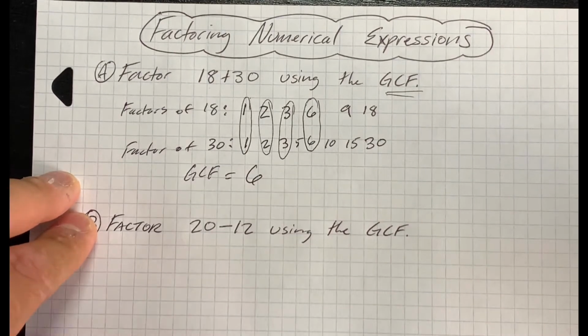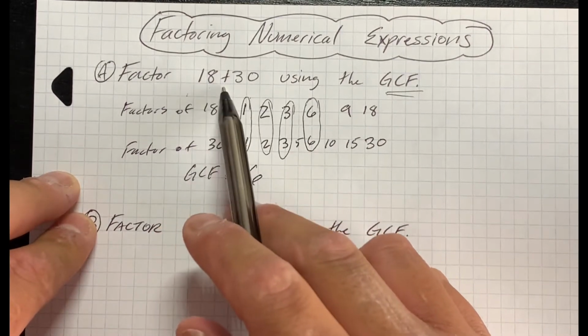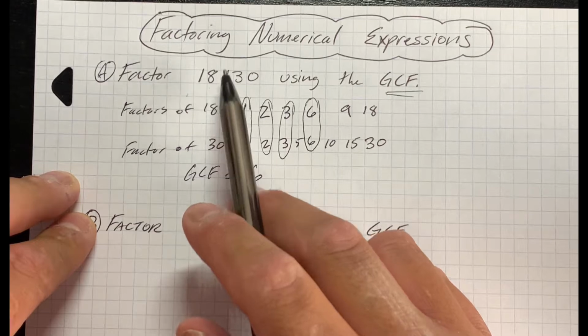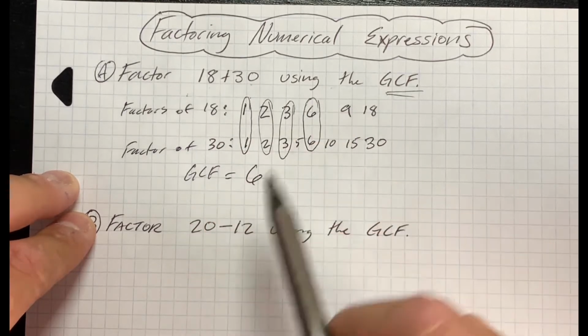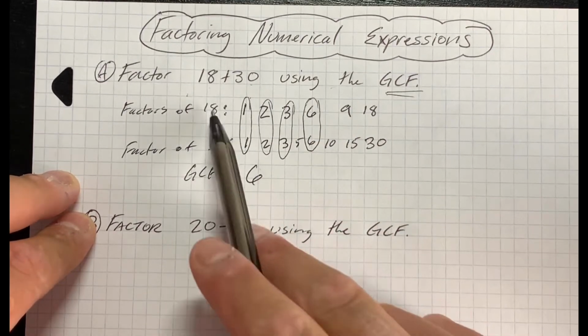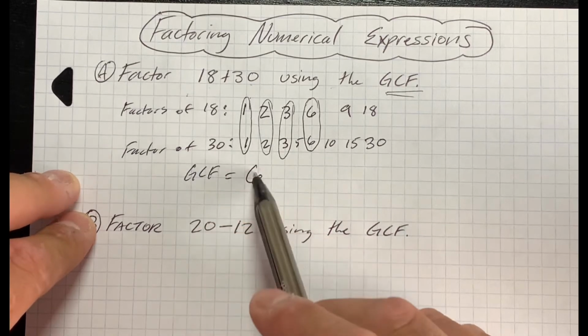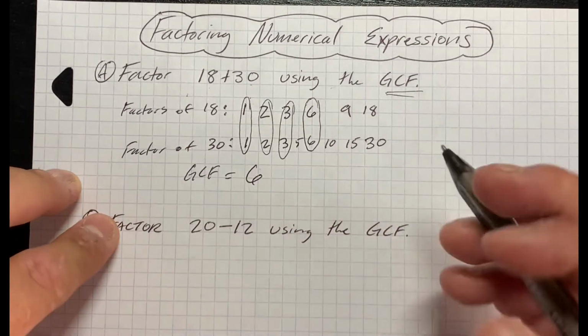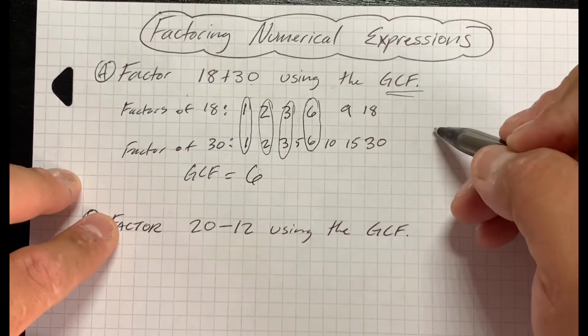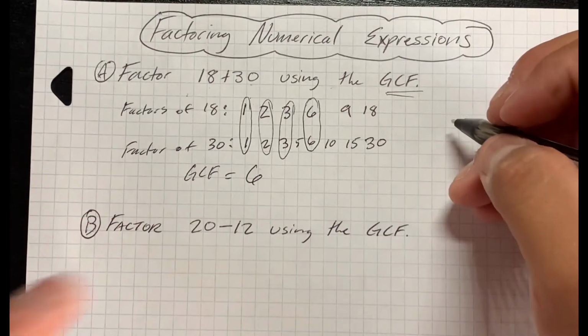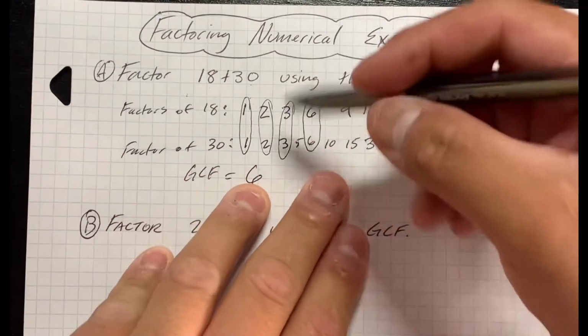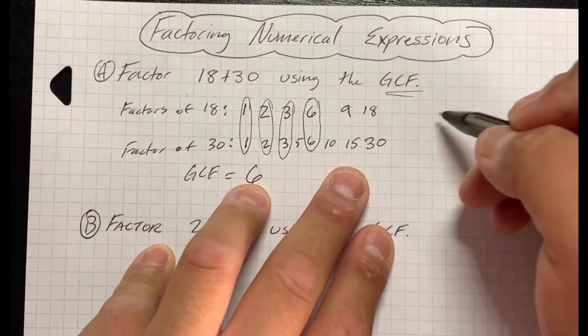So keep in mind that we're going to be factoring the numerical expression 18 plus 30 using the greatest common factor. So we found the greatest common factor of 18 and 30, which is 6. Now check this out. So I'm going to rewrite this here, okay? So we circled all the common factors. I'm going to rewrite this using the greatest common factor.